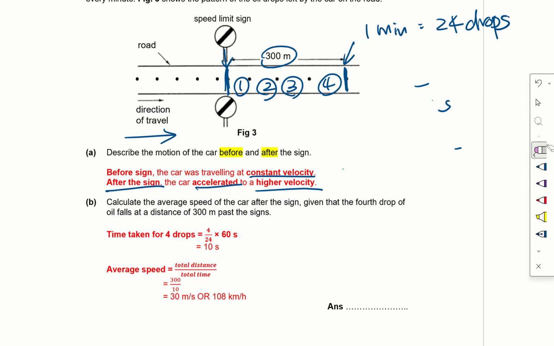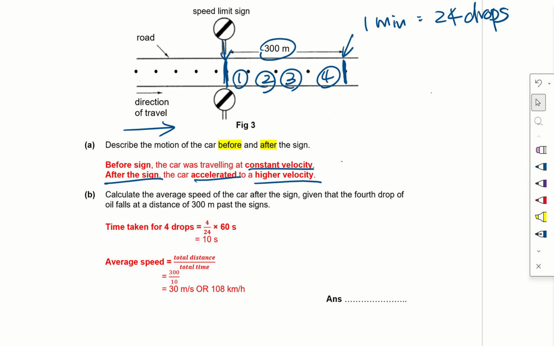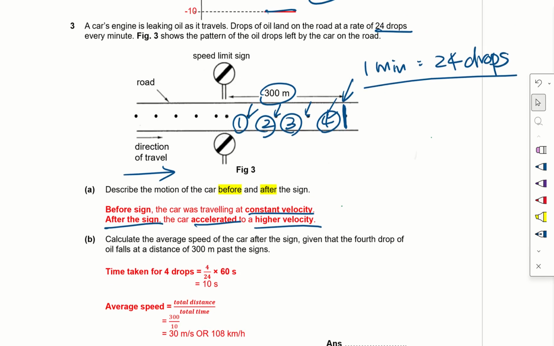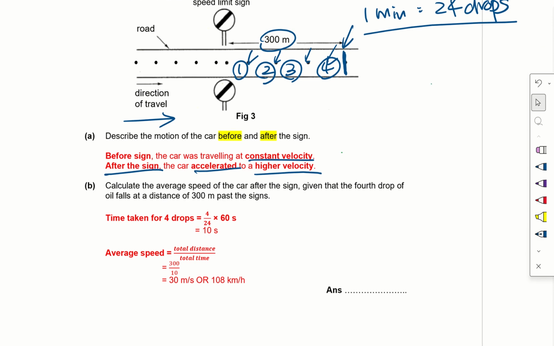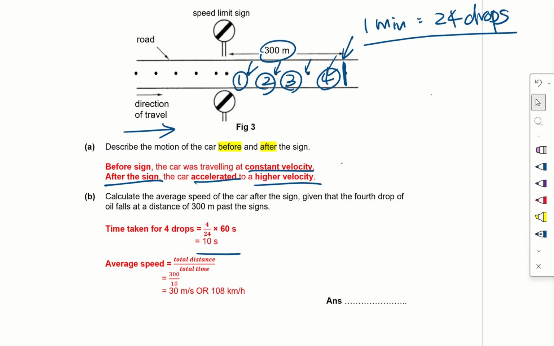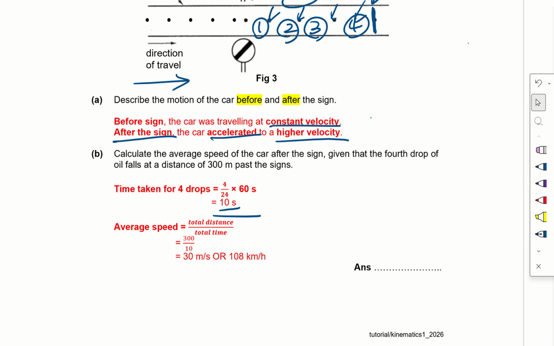So the time taken for these 4 drops, because if we don't count in the first one, it makes the first drop, second, third, and then fourth, right? And remember, in 1 minute the car will leave 24 drops. So the time taken for the 4 drops will then be 4 over 24 multiplied by 60 seconds, which is 1 minute. So we have an answer of 10 seconds. Now, what is the total distance traveled? 300 divided by 10. So we have 30 meter per second or 108 km per hour.